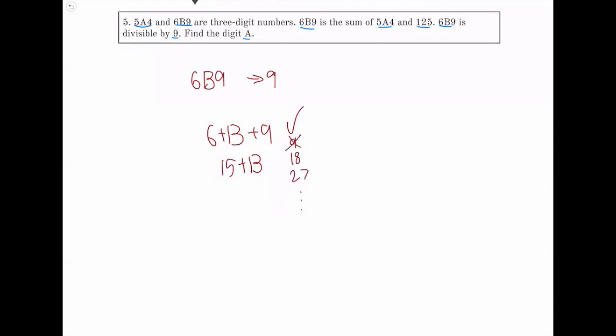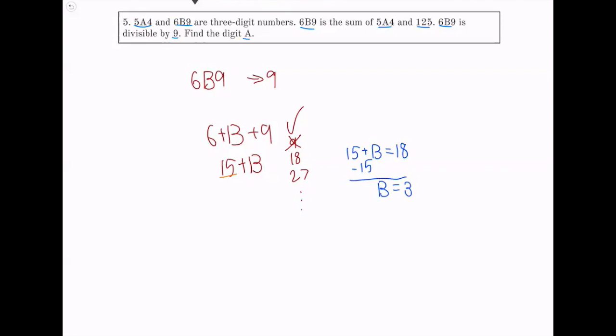It can't be 9, right? That's of course obvious because it's already 15. It can't be 18. Let me explain why. Actually, it can be 18, sorry. It can be 18 when b is 3, and we can subtract 15. And we get b is 3. 18 minus 15 is 3. So b has to be 3.